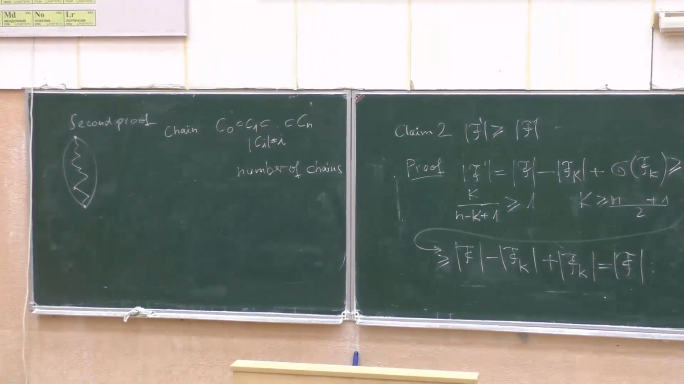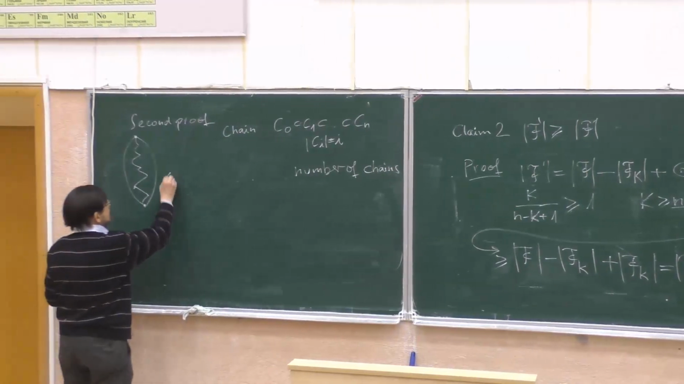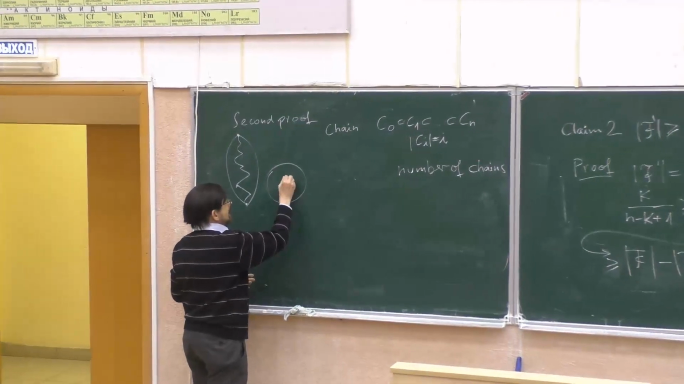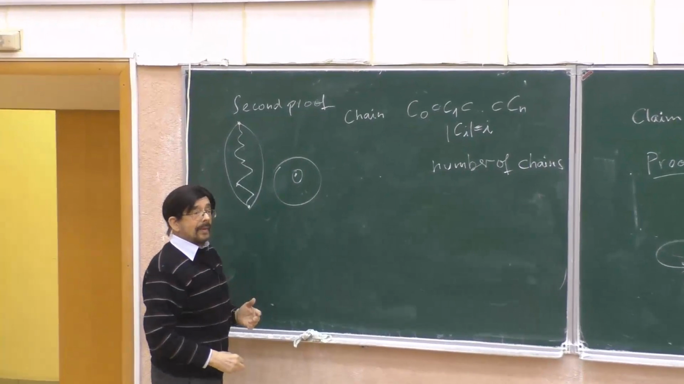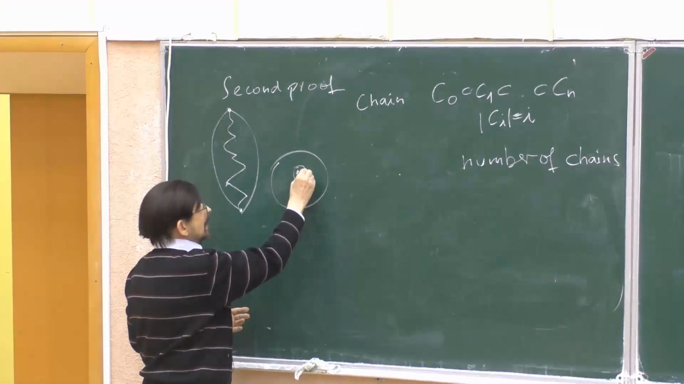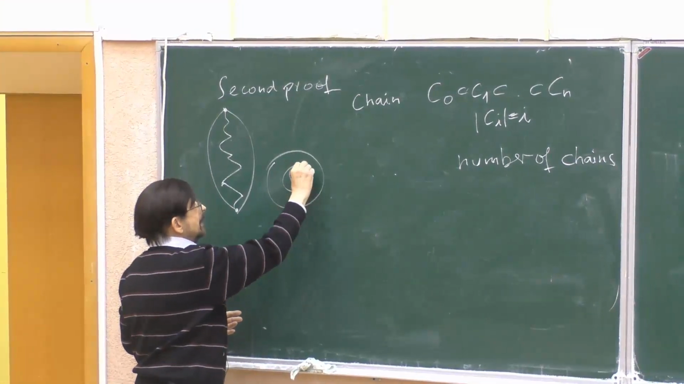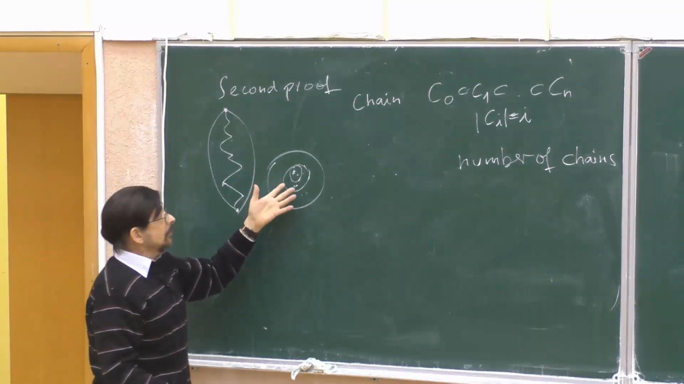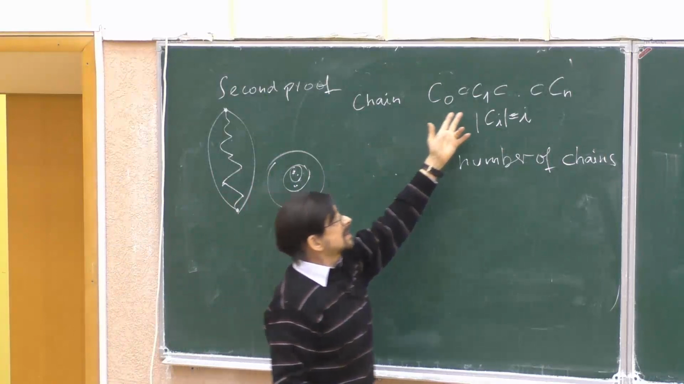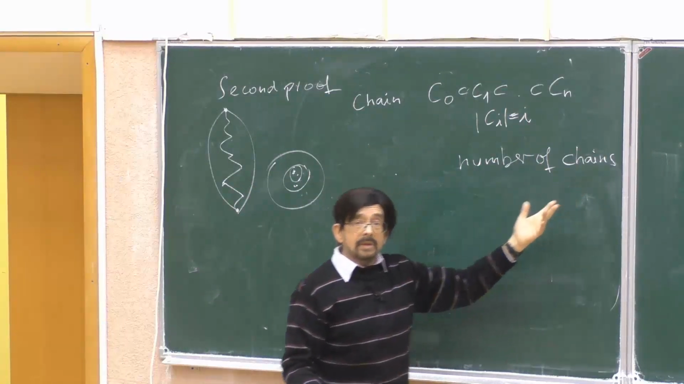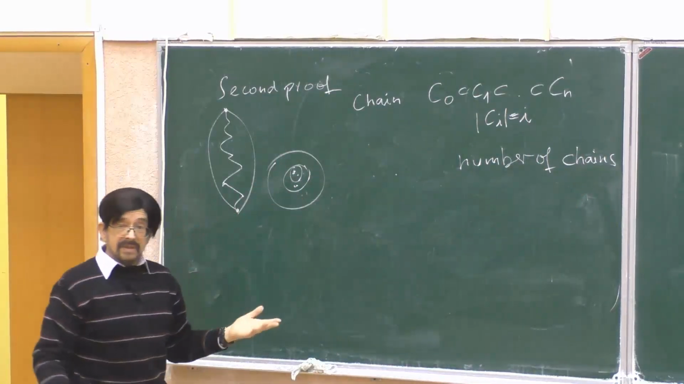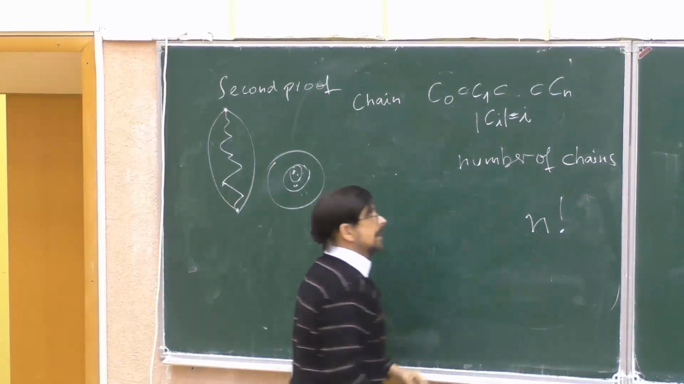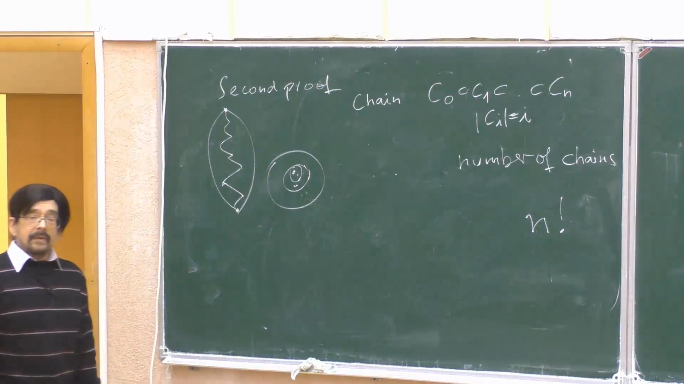N factorial, yes. Because what we do, we started from the empty set, and then we take a one element set, and then a 2 element set, and then a 3 element set. So always choose another one. So actually, we make an order. So this is an ordering of the ground set. So this is the total number of chains.